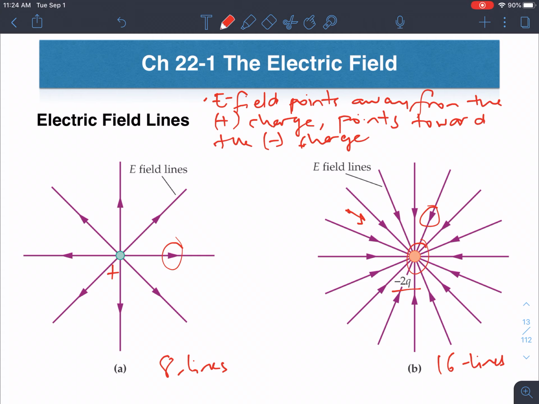But to make it easy for us, if you're picking 8 lines for Q, you have 16 lines for 2Q. Since there are 16 lines here and 8 there, this should be a magnitude of charge Q, and 2Q will produce double the strength of the field lines.